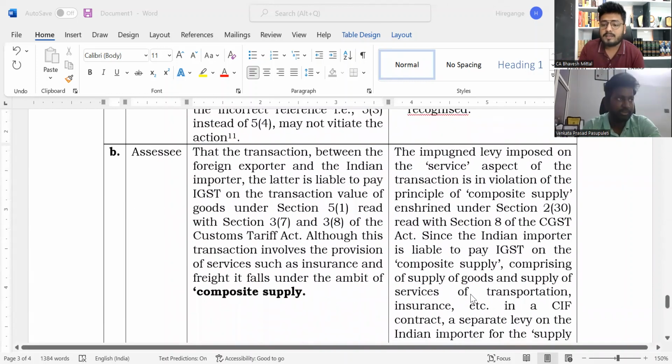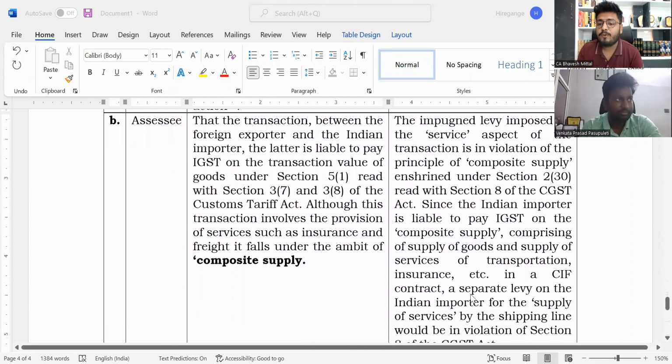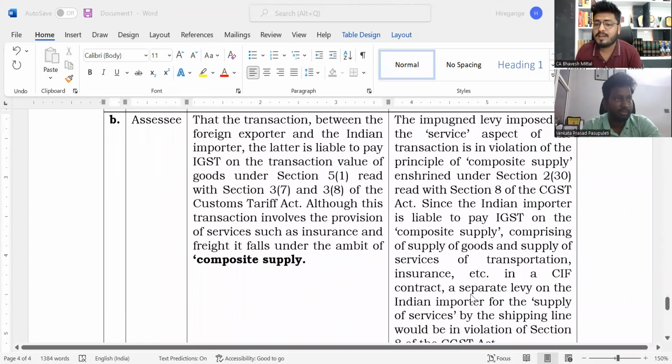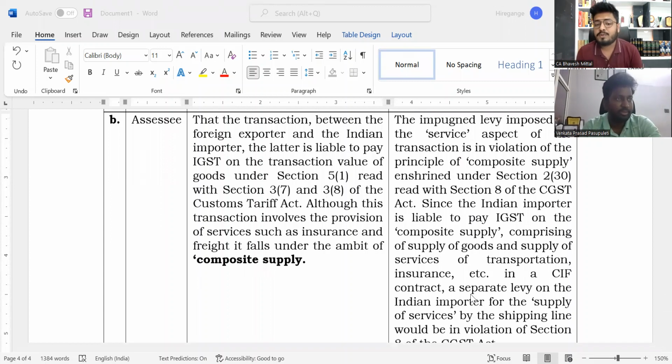But at the same time, one beautiful tool was available with the assessee's counsel as well, and that was the concept of composite supply, which was introduced under the GST regime, and the bundling of services from the service tax regime, which took away all those thought processes of aspect theory, of segregating the transaction and all those things.